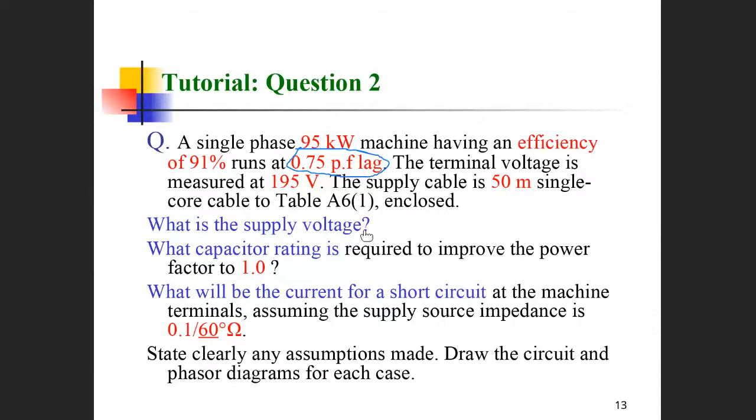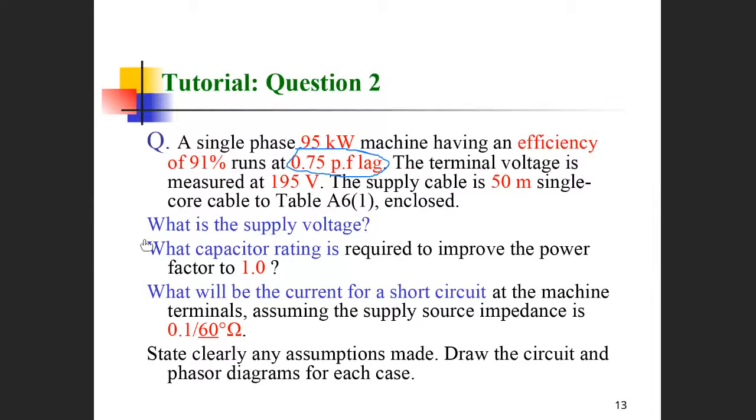So question 2 is very similar in form to question 1. The only difference is that here the machine is inductive, and the power is bigger. Therefore, the current is bigger, and the cable size will be bigger. The cable voltage drop will include reactive voltage drops. So, what is the supply voltage?